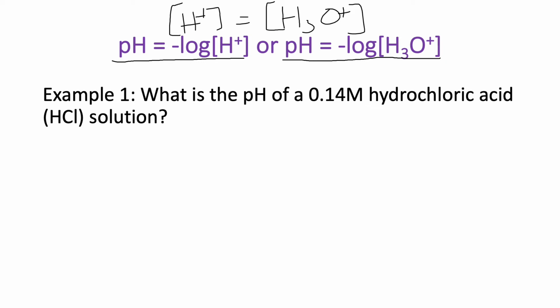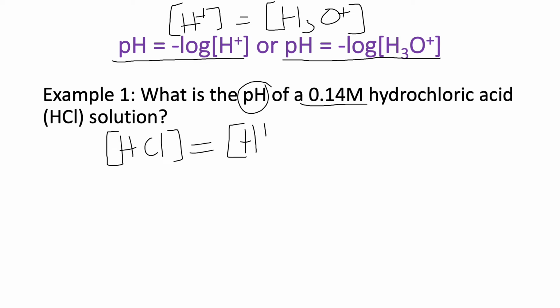So the first question asks, what is the pH of a 0.14 molar hydrochloric acid solution? So we're being asked to find the pH, and we're given the concentration of hydrochloric acid. Since hydrochloric acid is a strong acid, we can assume that the concentration of HCl is also going to be the same concentration as H+, because HCl completely dissociates in water. So it'll be the same concentration. Therefore, we have our concentration needed to plug into our formula.